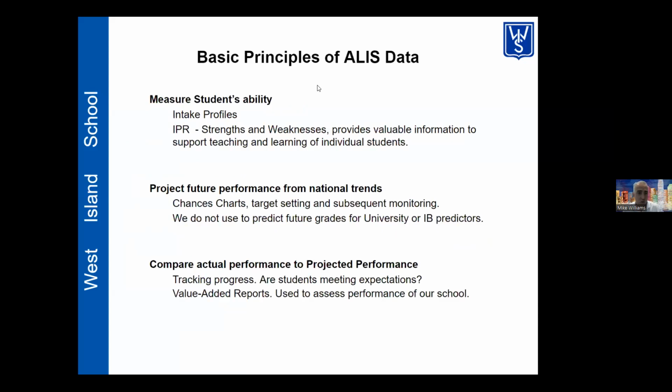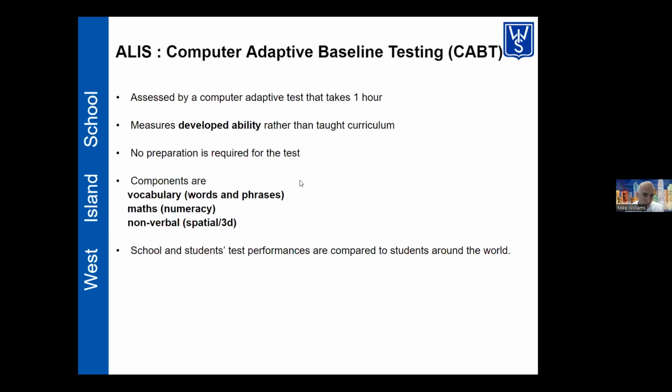And what does it do? It measures your children's ability. It measures their strengths and weaknesses in the areas measured within the test, projects performance, comparing to other students around the world and looking at how they performed. I'll talk in much more detail about that. And then at the end, we use what's called value added. We see how much value we've added compared to what a standard, average school would do. There are 3 sections in the test: vocab, maths, and non-verbal.